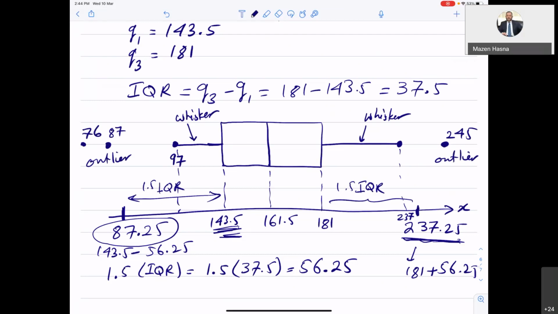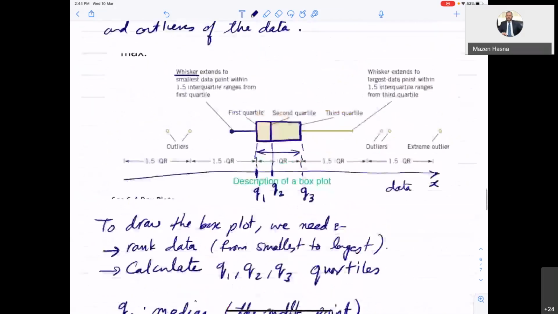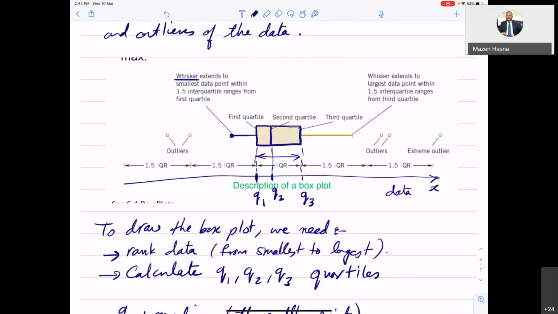Outliers mean they are extreme points. They are points beyond 1.5 interquartile range from both sides of the box plot. So this is what we have done. We plot the outliers from both sides, and if you have something that is way outside 3 IQR, we call it an extreme outlier.